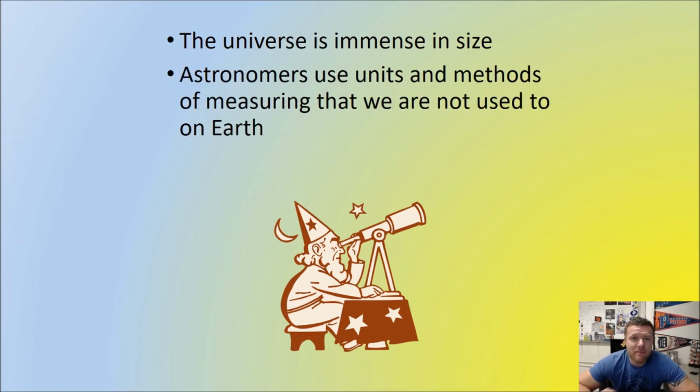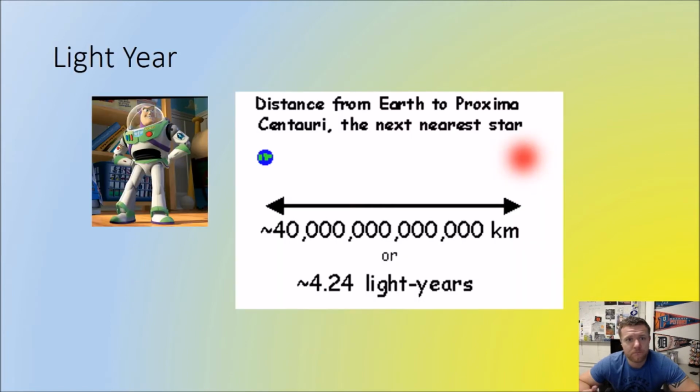Astronomers use units and methods that we don't use on Earth. So if I'm going to measure the size of my hand, I'm not going to use miles. If I'm going to measure the distance from here to Miami, I'm not going to use centimeters. All right, you need to use appropriate units to measure different things. When you're up in space, things are so spread out and so big that we are going to use units that we don't use here on Earth.